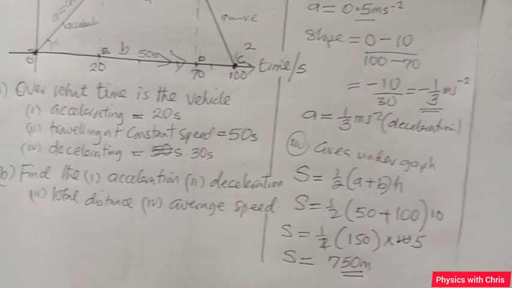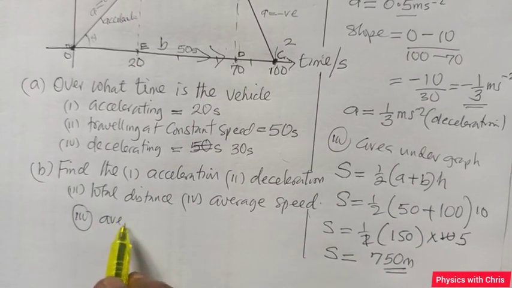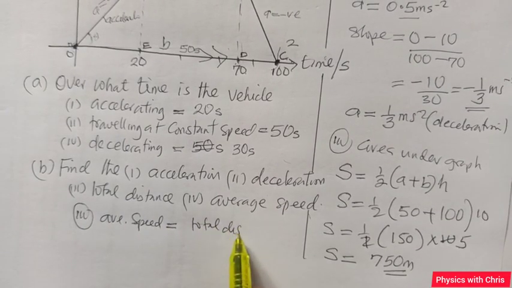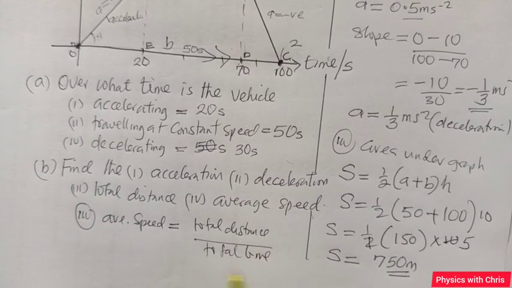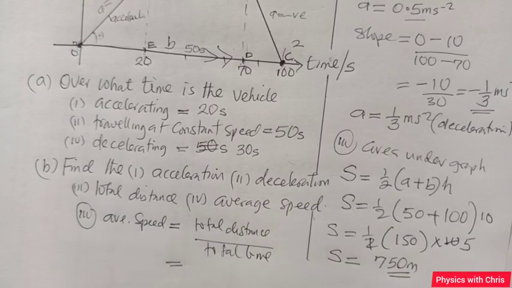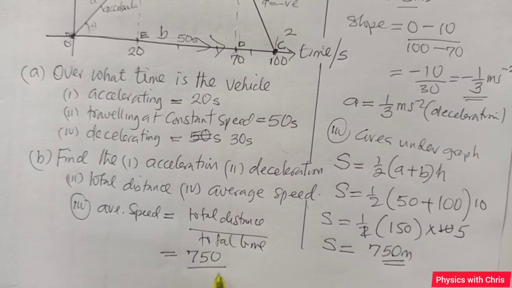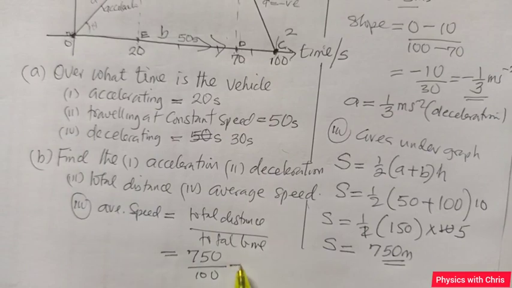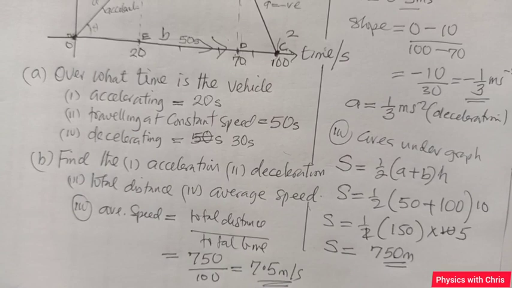Now I want to calculate the average speed. Average speed is total distance covered over total time taken. My total distance is what I got here, that is 750 meters. Total time taken is 100 seconds, the time taken to go from the start to the end of the journey. That will give me 7.5 meters per second. Right. In the next video we shall see another question on this.